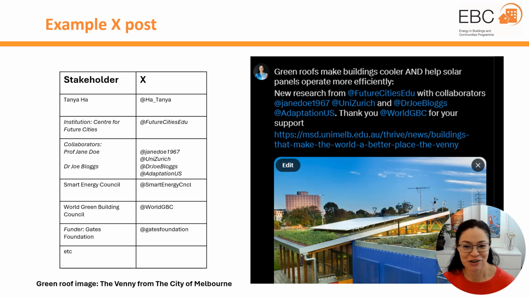Similarly, Jane Doe and Joe Blogs and their university comms teams, and also the supporting organisation World Green Building Council might see it and either repost, that's formally retweeting on what was formerly Twitter, or compose their own original posts. So you can see that by linking in stakeholders and collaborators, I increase the likelihood that this social media post will reach not only my audiences, but be amplified through other people's social media networks as well.